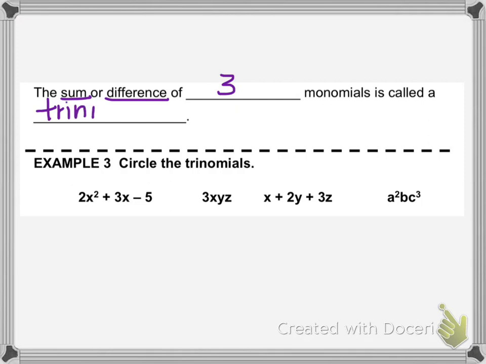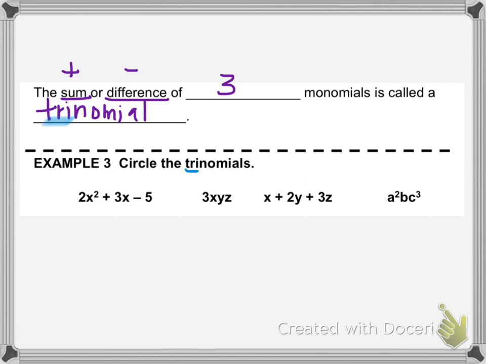It is called a trinomial. So if you see 3 terms or 3 monomials that are separated by pluses or minuses, remember pluses or minuses, it's called a trinomial. Tri for 3. So in this example, we're going to circle all the trinomials.